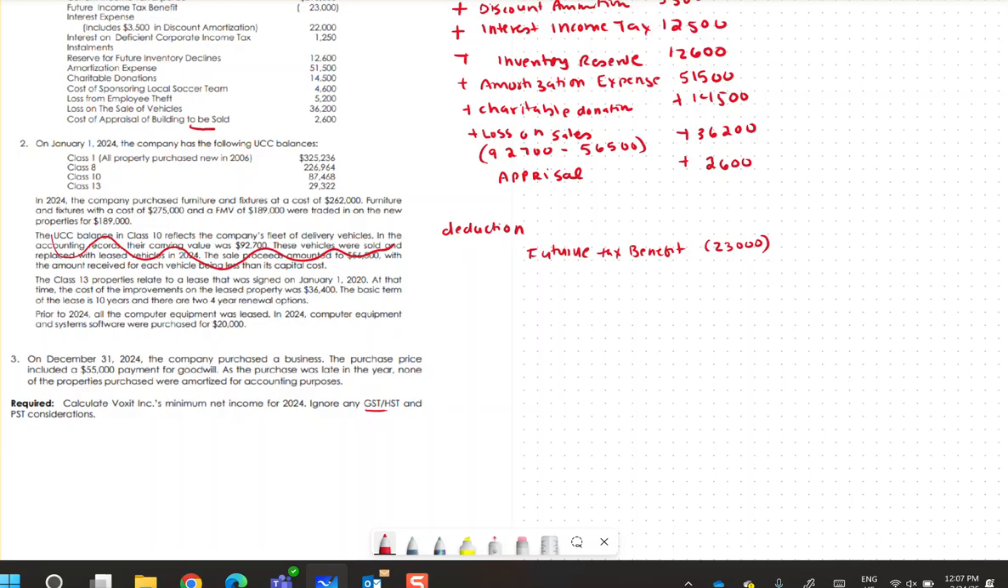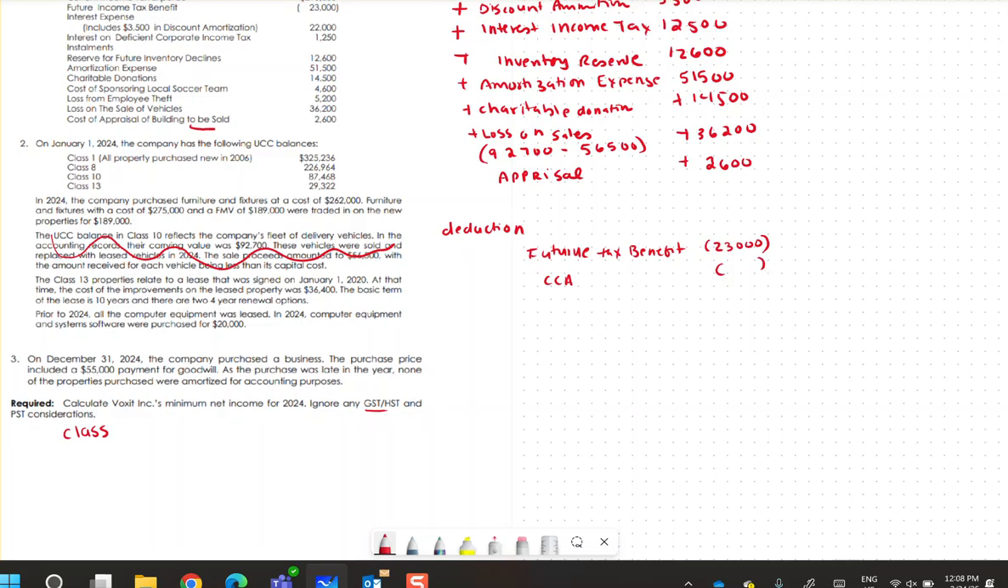So let's look at each one and see what we are going to do with my class 10. We're going to be looking at your allowable terminal loss on a class 10. So we added back the accounting loss, but we're going to be working with the terminal loss. So let's look at the CCA and see if we can calculate it. I'm going to add back all the CCA, and I'm going to deduct the CCA, whatever number we calculate.